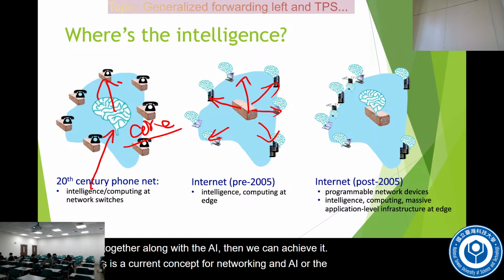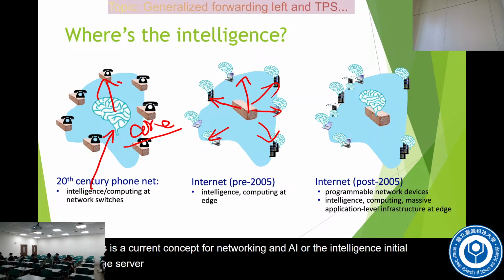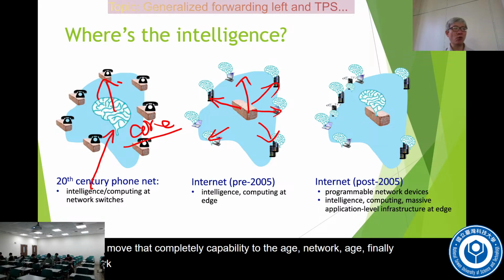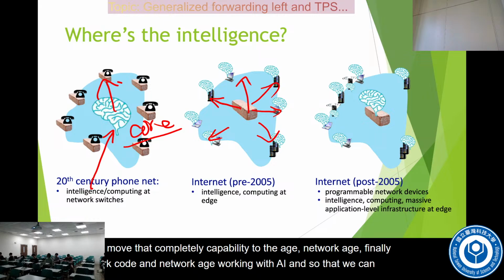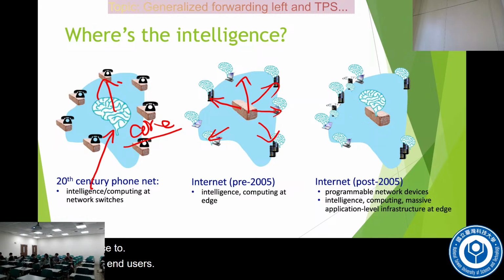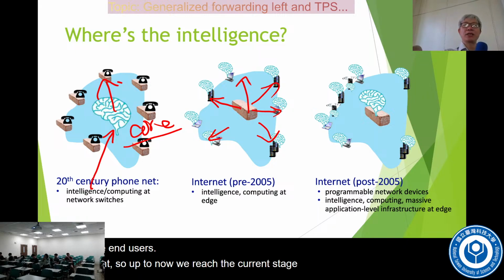Initially, the server can control everything, but later we have the limitation. So we move the computing capability to the edge, the network edge. Finally, the network core and network edge work with the AI, so that we can provide service to all the end users. All right, so up to now, we reach the current stage. The final one.